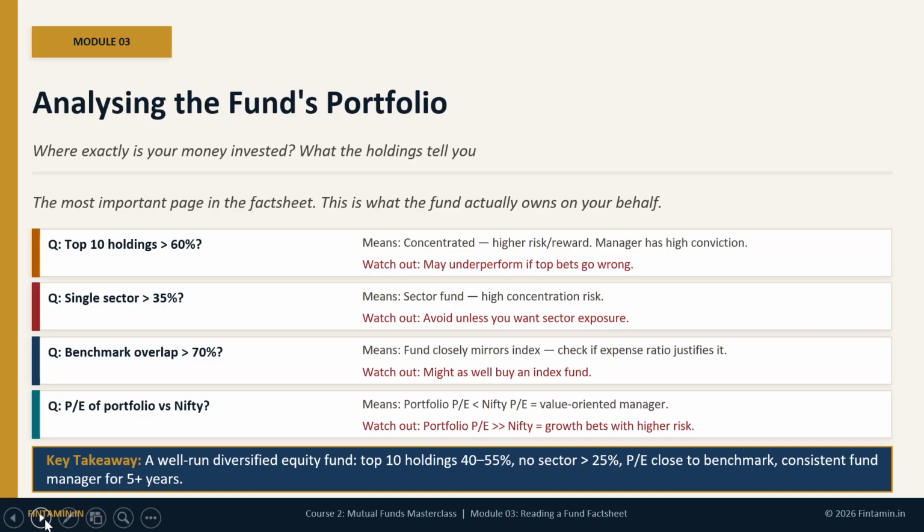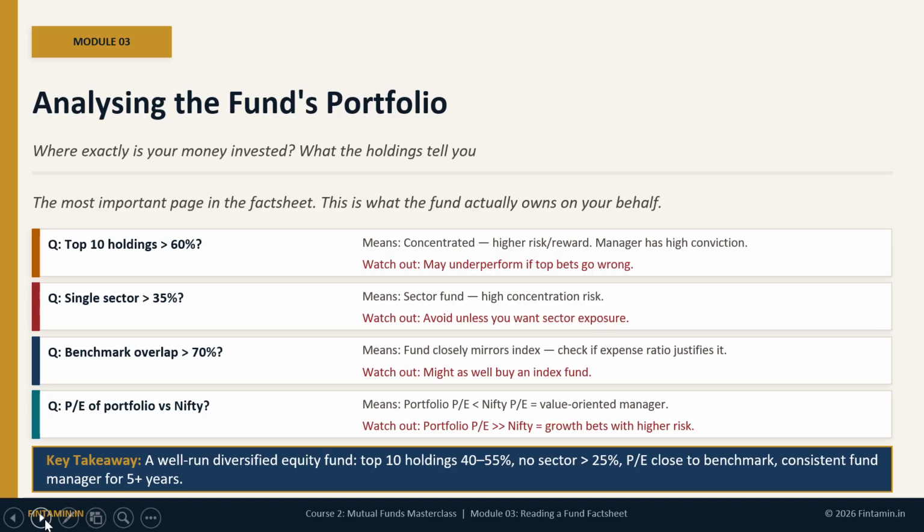The portfolio section is the most important page in any fact sheet. It shows you what the fund actually owns on your behalf. If the top 10 holdings are more than 60% of the fund, it is a concentrated fund. That means higher risk and reward: if the manager's bets are right, higher gains, and higher loss if they are wrong.